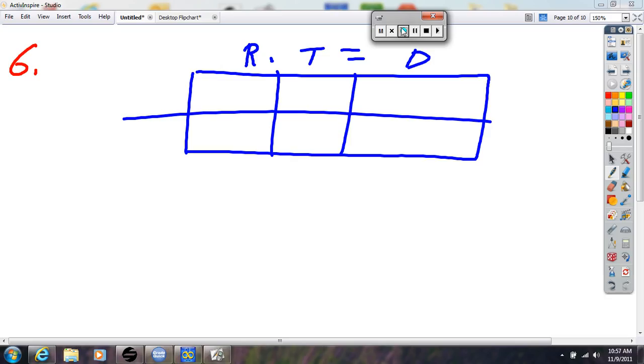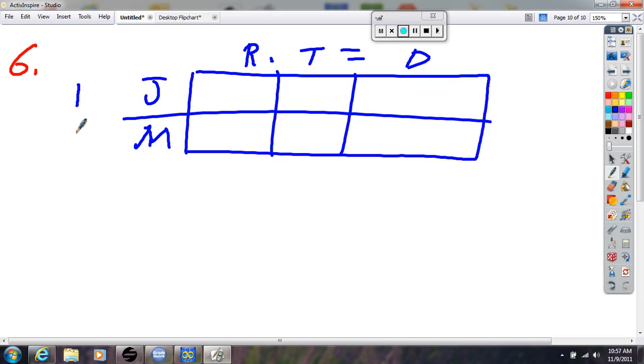Number 6. Julio left home, and Mark drove in the opposite direction. So we have Julio, and we have Mark. Julio left home driving north 1 hour before Mark. Who drove that hour? Julio did. Julio drove for an hour before Mark did. So he drove 1, Mark drove none.